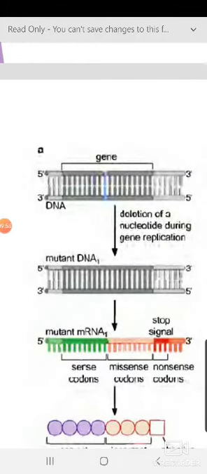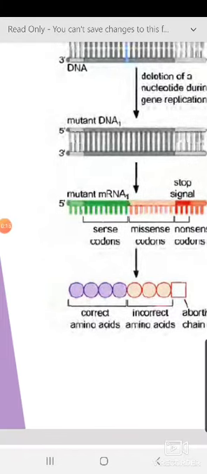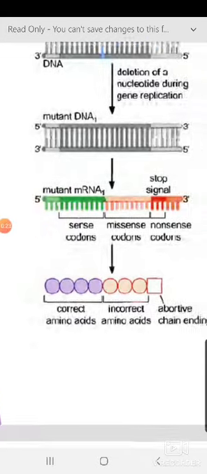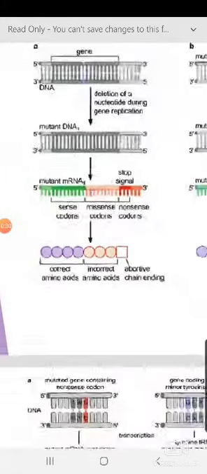So we are getting mutant DNA 1, and because of that we are getting a mutant mRNA 1, and a missense codon, because a frameshift has happened, because there is a deletion. Some wrong amino acids are coming, that we call missense codons, and then there's a nonsense codon. If we consider the protein, some correct amino acids will definitely be there at the 5' side, then because of the missense codon some incorrect amino acids, and then it is truncated. This is an incomplete and abortive chain ending, so we are getting a faulty protein.